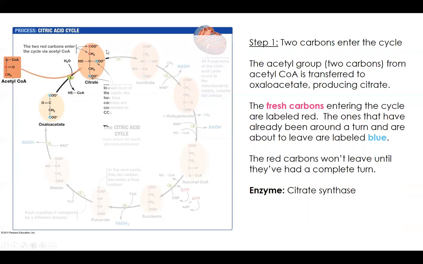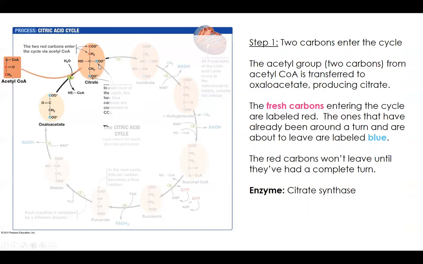These guys are going to take their full turn around the cycle. They're not going to leave as carbon dioxide just yet. They're just going to take their full turn. Imagine if you waited in line to go on a ride at an amusement park. You wouldn't want to get booted off halfway through your turn. You want to take your whole turn. The people who have taken their turn will be the ones to be booted off.